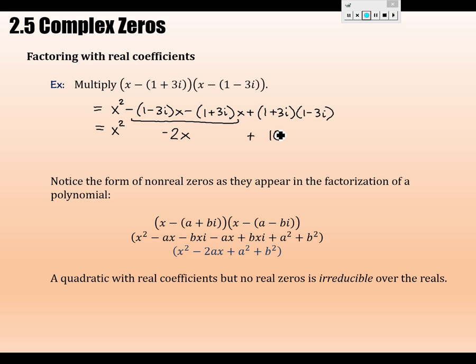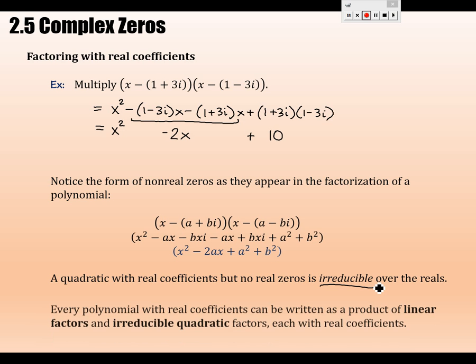Too bad, right? To do lots of different ones. All right, and then remember, like I said, if we have a quadratic of this kind, like x squared minus 2x plus 10, if it has only non-real zeros, we call that irreducible over the real numbers. Have I used that word yet? There it is. The new word then, if we haven't said that yet.